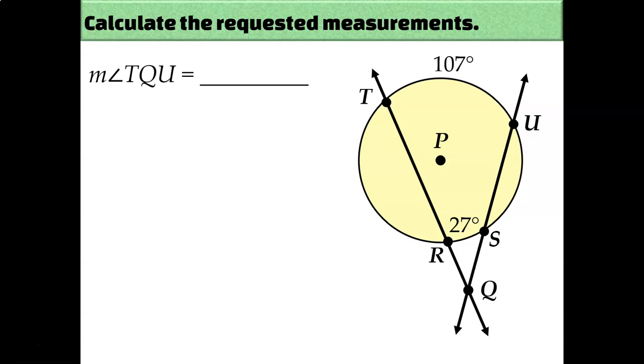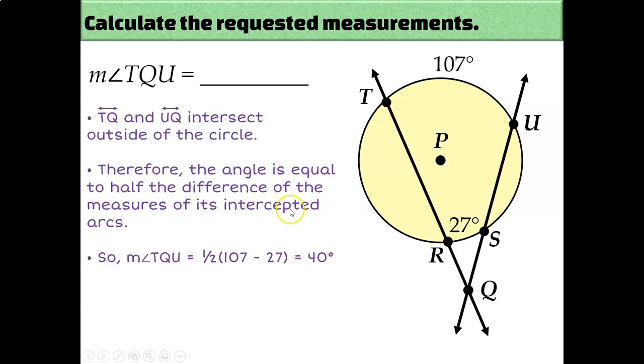The two lines in our next diagram intersect outside of the circle. So to calculate this angle's measurement, angle TQU, we need to subtract the measures of the two intercepted arcs. Always do big minus small. You should get a positive answer when you subtract. And then take half of it. So 107 minus 27 is 80. Take half of that, and I find out that the measure of angle TQU must be 40 degrees.